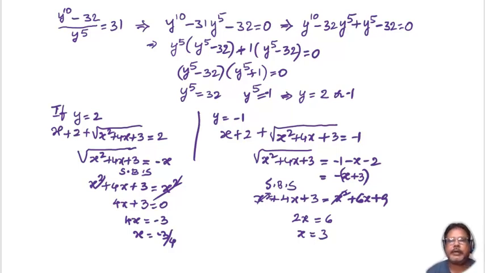Now he is asking to find the product of the roots. Minus 3 by 4 into 3. So here you will get minus 6, minus 3 will get here. So here you will multiply with minus 3. So here you will get 9 by 4. I hope you understood this question now.